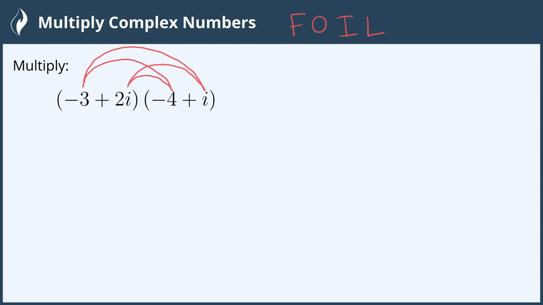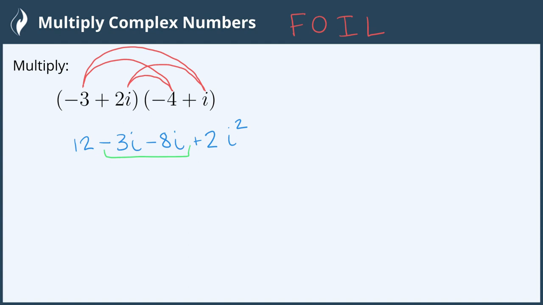Let's go ahead and start with first. -3 times -4 is a positive 12. Outside, -3 times i gives us a -3i. The inside of positive 2i times -4 gives us a -8i. And the last will be positive 2 times positive 1, so positive 2, and i times i, which is i squared. Now we can simplify this.